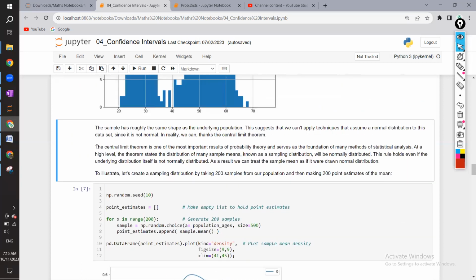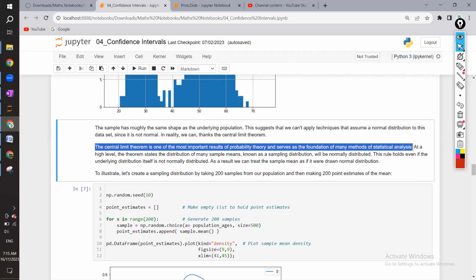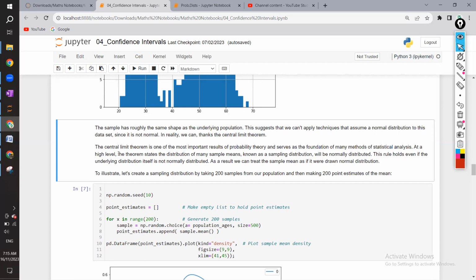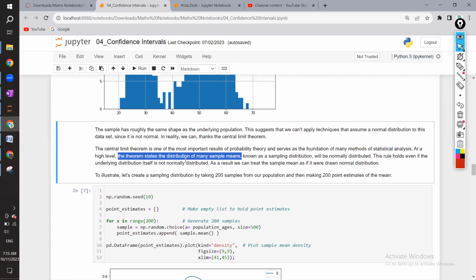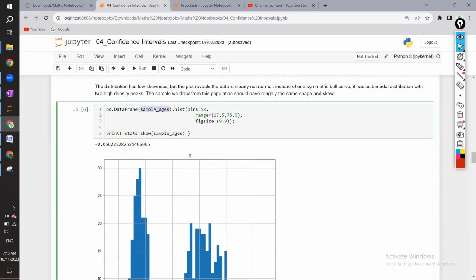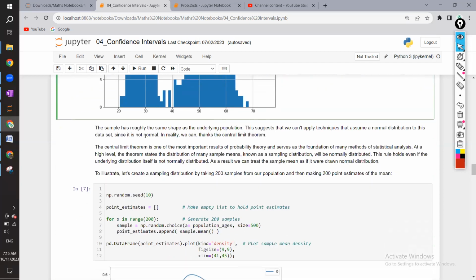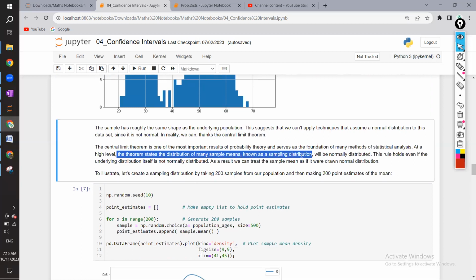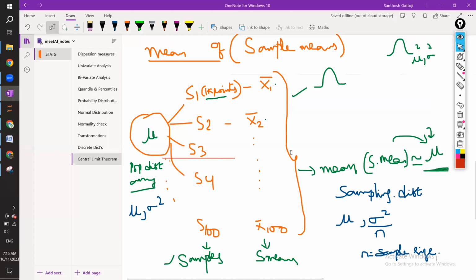Now he's saying the central limit theorem is one of the most important results of probability theory and serves as a foundation of many methods of statistical analysis. At a high level, the theorem states that the distribution of many sample means. Here we took only one sample mean. This sample ages is only one sample of 500. But the theorem says the distribution of many sample means is known as the sampling distribution. What is a sampling distribution? It is a distribution of many sample means.